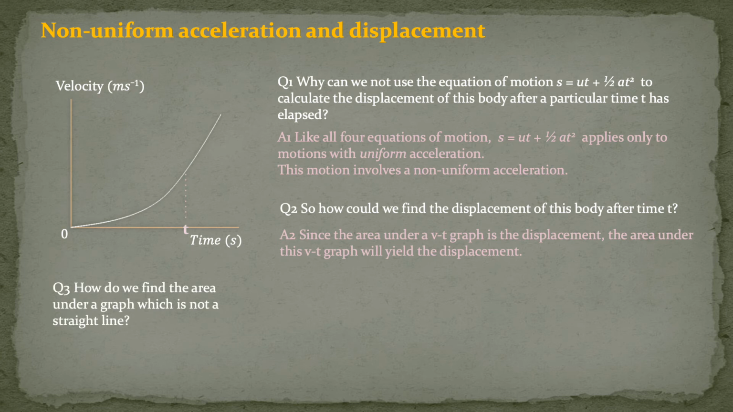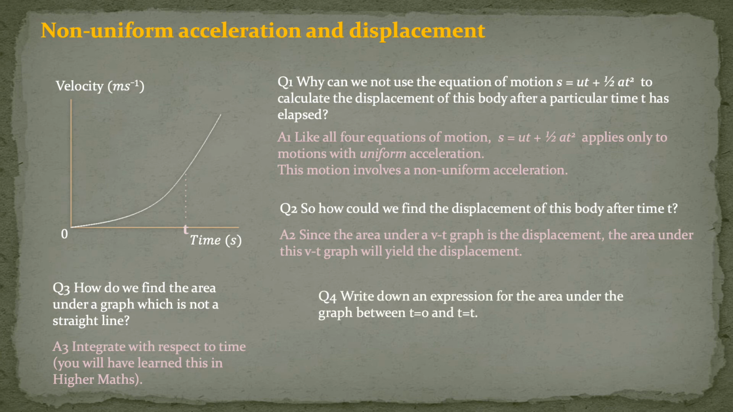How then do we find the area under a graph which is not a straight line? And the answer is we integrate the equation of the curve and we get the area under the graph using integration, just like you did in higher maths. Knowing that, can you now write down an expression for the area under this graph between t equals 0 and t equals t as shown?